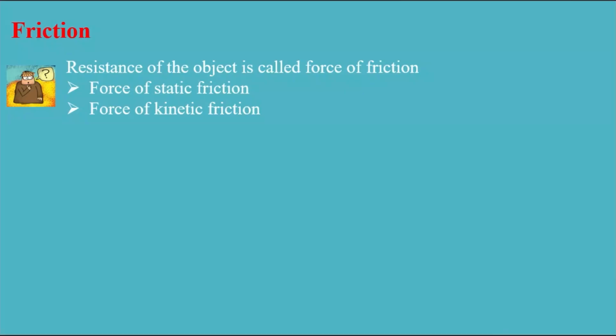Let's get started. The first question is, what is friction? Friction is a resistance of the object. Imagine I try to pull or push the box, and if the box is heavy, I can't push it, right? So that's resistance called the force of friction. This resistance always exists, but if the box is heavy, I can feel it better, right? So there are two forces of friction: the force of static friction and the force of kinetic friction. Let me break it down for you.